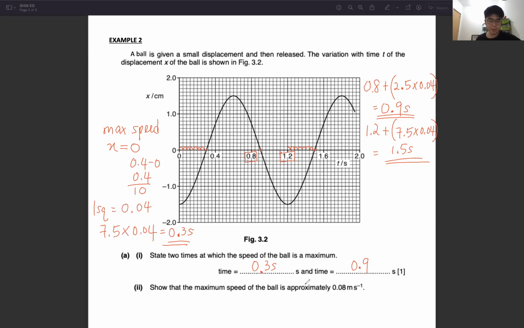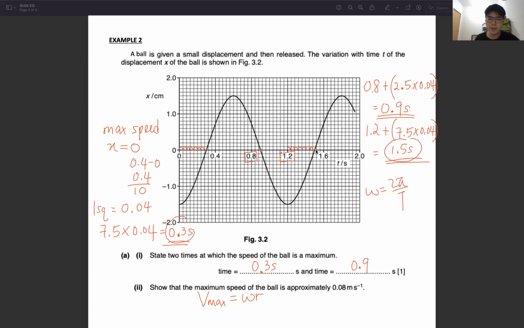The maximum speed of the ball is approximately 0.08. So V max equals omega r. Okay, so to get the omega, again, all the formulas have omega, so you need to find omega first. Omega is 2 pi over period, and period you can find from here, right? We can just take the 1.5 minus the 0.3.